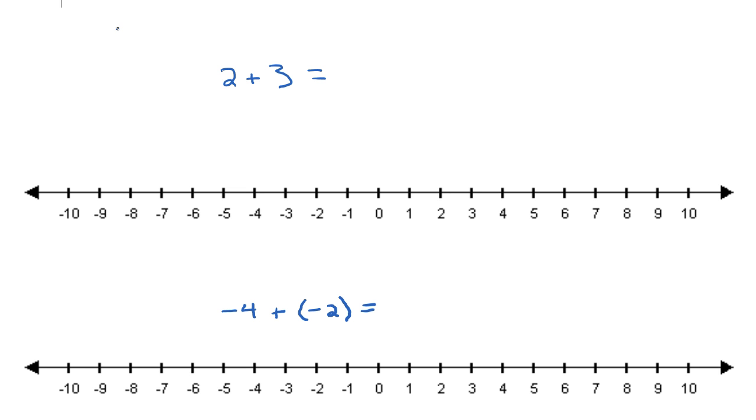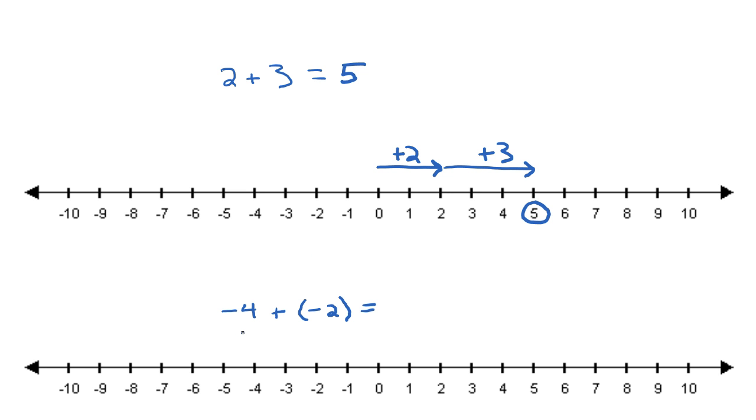Let's start with 2 plus 3. We all know the answer is 5, but let's look at the number line. First, let's graph 2. That's a positive 2, and it goes to the right because it is positive. And then we're going to add 3 onto that, which is also a positive number, so it also goes to the right. And you can see where we end up is the number 5, so the number 5 is the answer to 2 plus 3.